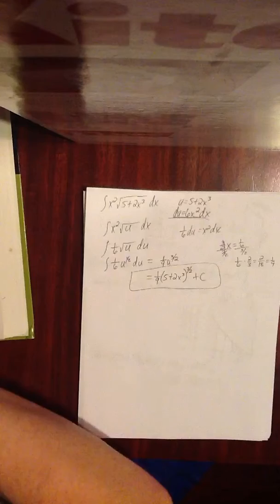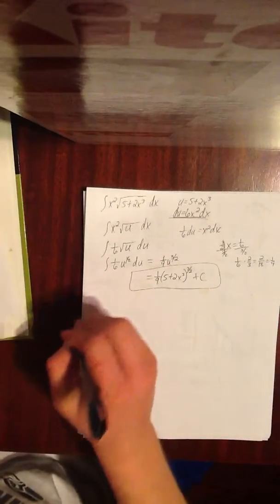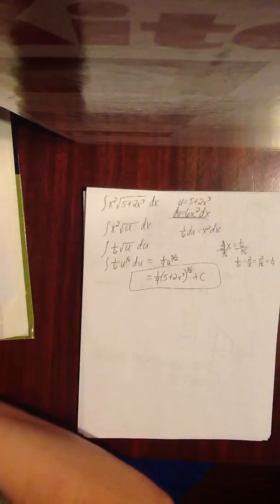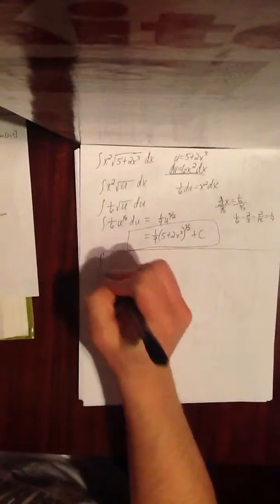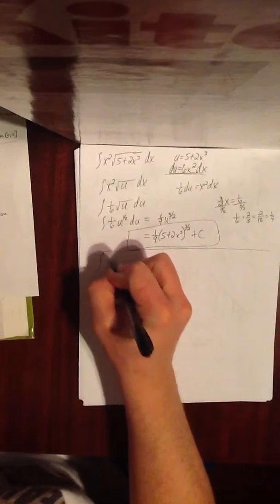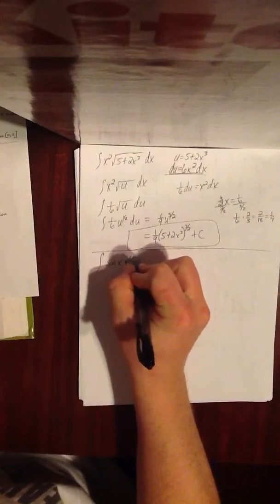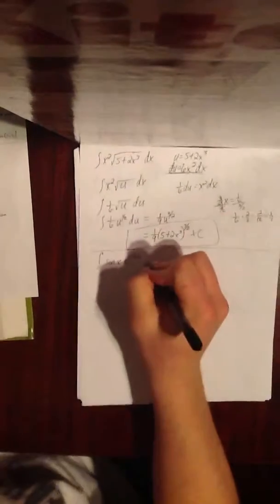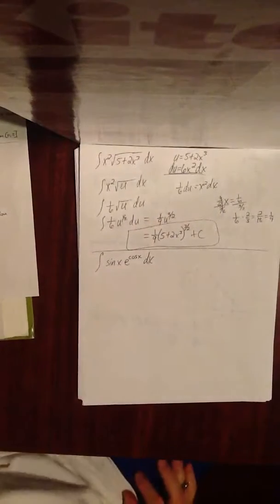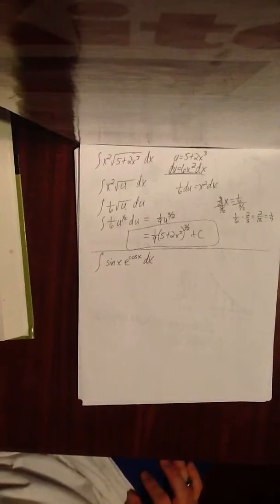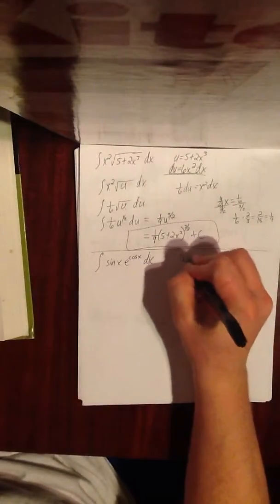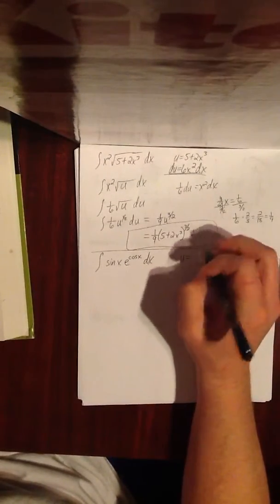I'll do one more u substitution example. Let's do it again, this time with a trig function. So sine of x times e to the cosine of x dx. They're getting ugly. If I want to integrate that, we'll let u equal the cosine of x.